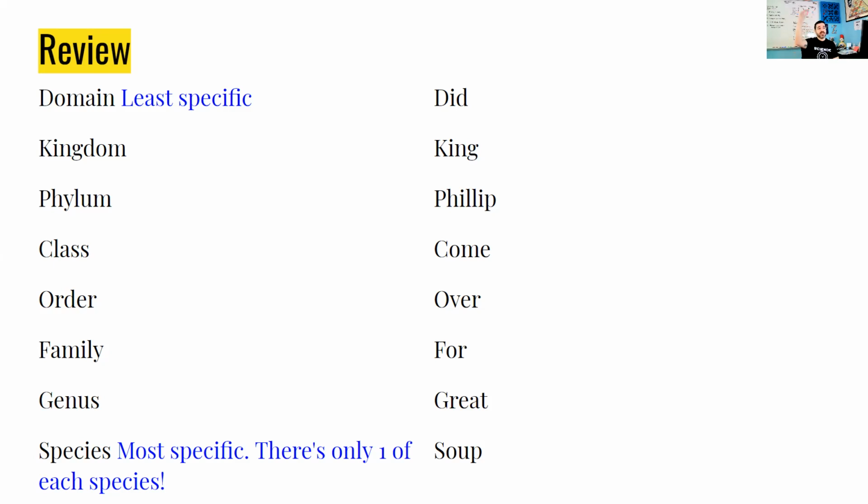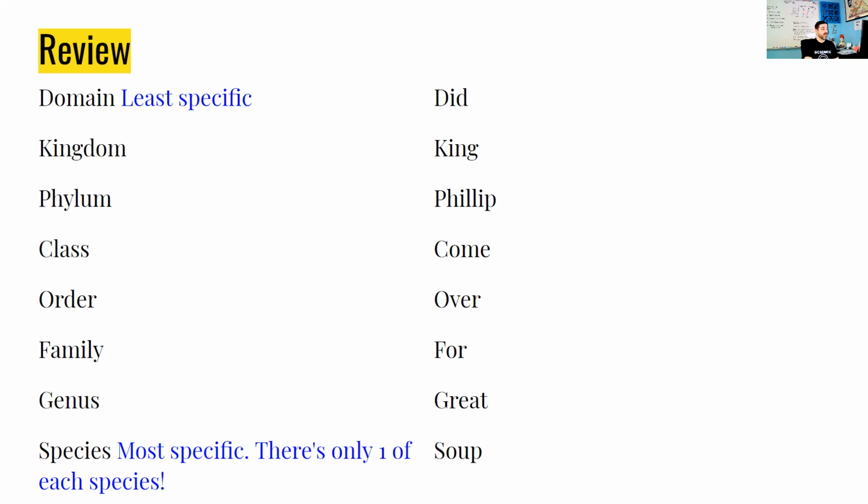And so we go from least specific to most specific in this order: domain, kingdom, phylum, class, order, family, genus, and then species. There is a little mnemonic device to help you remember the order here. Did King Philip come over for great soup? There are so many different mnemonic devices to help you remember the order of each of these classifications. Pick the one that works for you. If you want to do a quick search to find the one that will help you remember it the best, by all means. But I will say that we will focus primarily on domain and kingdom, as well as species, when we start looking at questions that are tied to this particular unit.